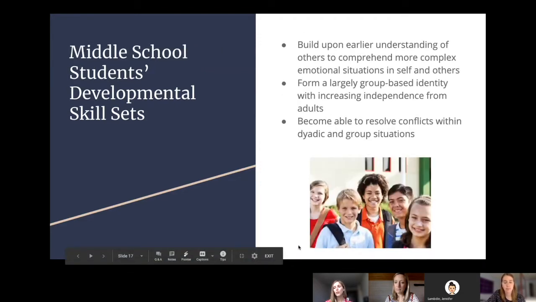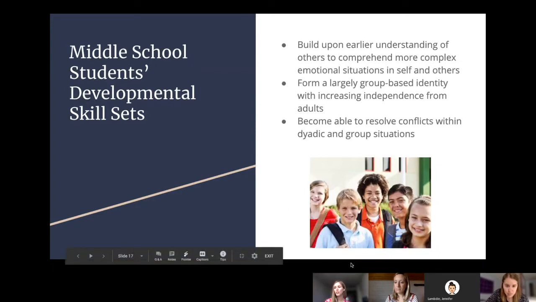So as students approach the secondary level, our goal is to really help them build upon those foundational skills that they've already developed. So we really want to help them understand more complex emotions, learn independence, and build their identity within themselves and within groups.